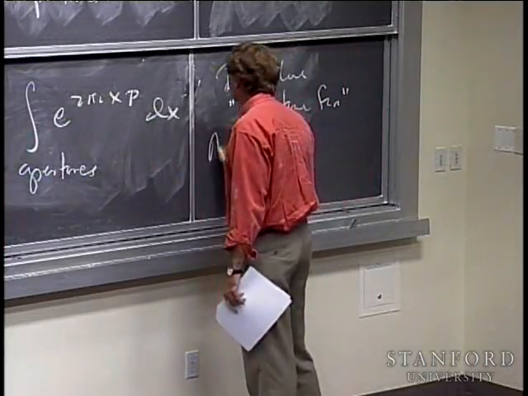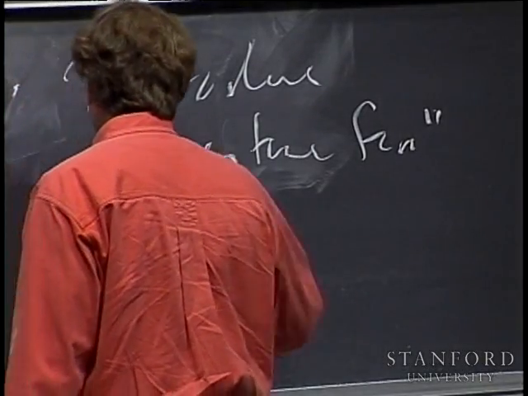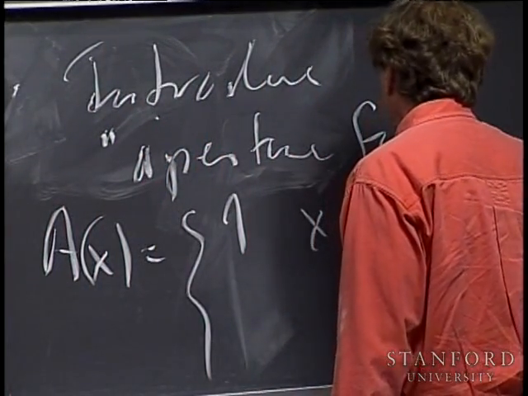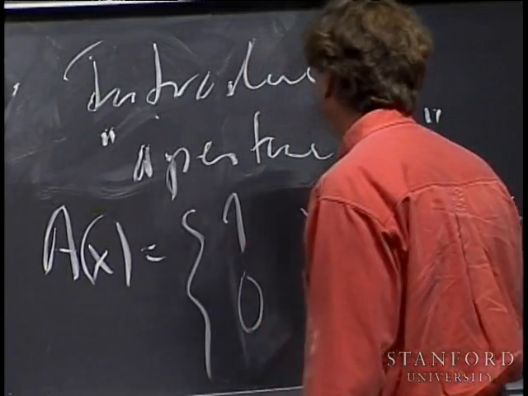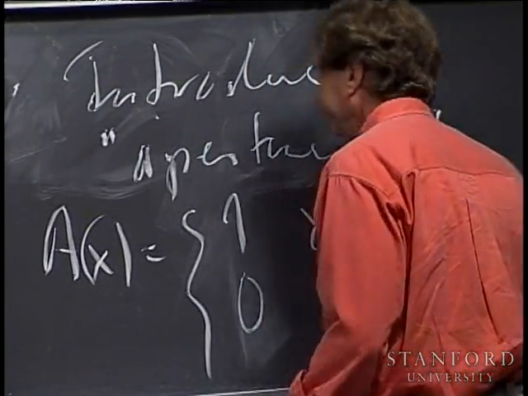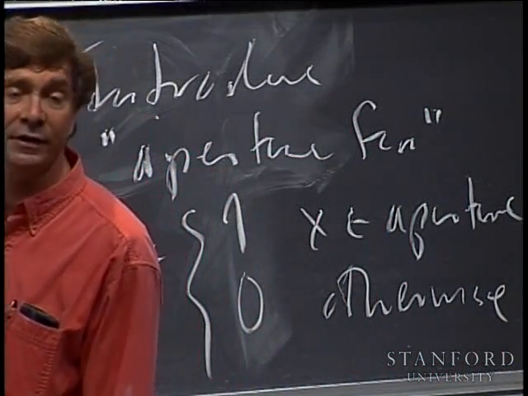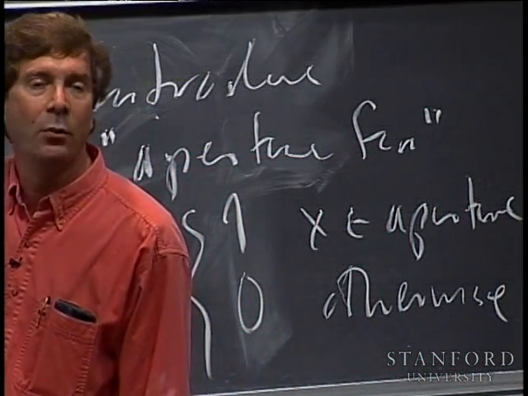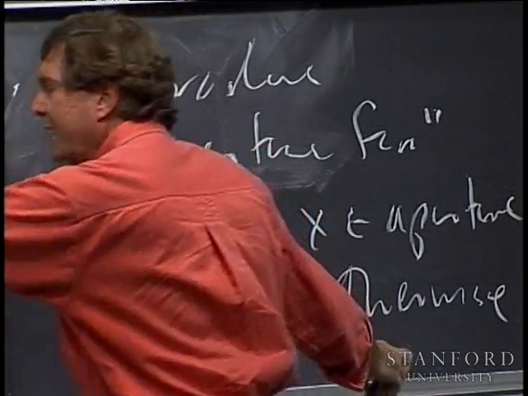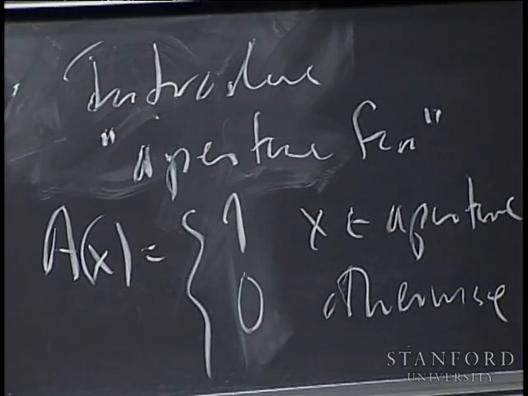All right, so something like a of x is 1 if x is in an aperture, and 0 otherwise. Okay? You're only integrating over the apertures. That's the only place where the field is non-zero. All right? Then I could write this integral a little bit differently.